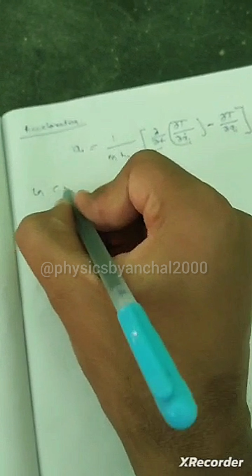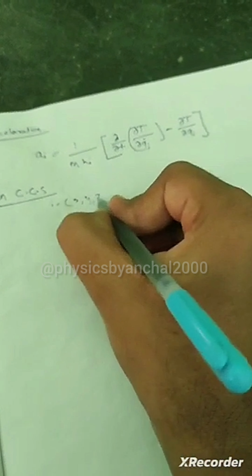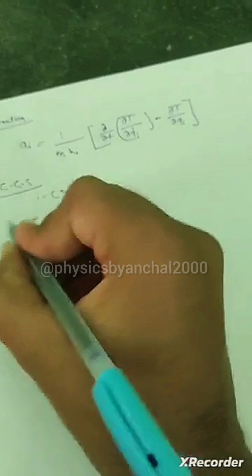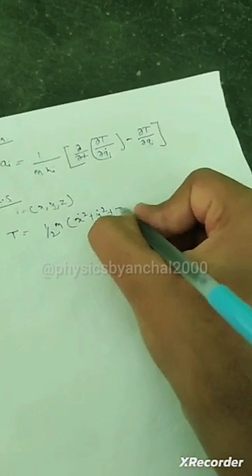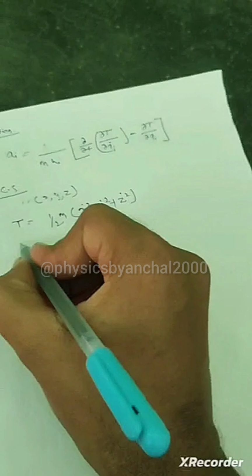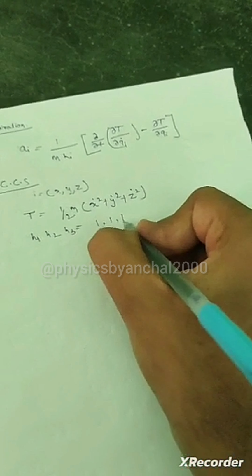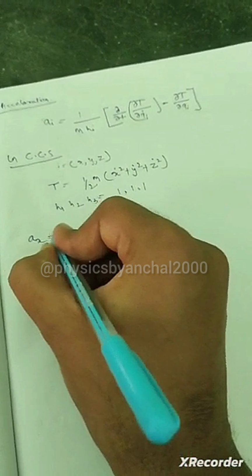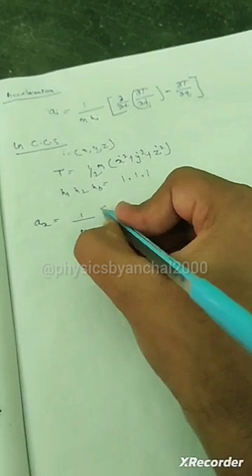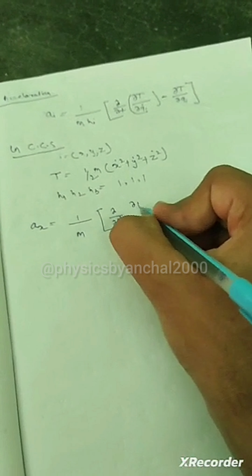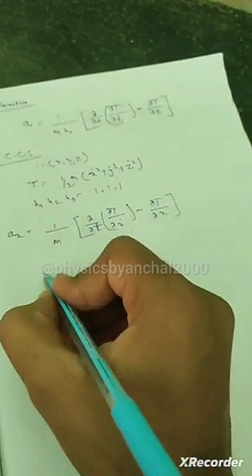Let's find out. In the Cartesian coordinate system, what is i? i can be x, y, or z. What is T in the Cartesian coordinate system? We saw, T is half m times x dot square plus y dot square plus z dot square. And what are h1, h2, h3? In Cartesian coordinates, h1, h2, and h3 have values 1, 1, 1. Then find the x component of acceleration. The x component of acceleration is 1 by m, because h1 is equal to 1, times d by dt of dT by d x dot minus dT by dx.